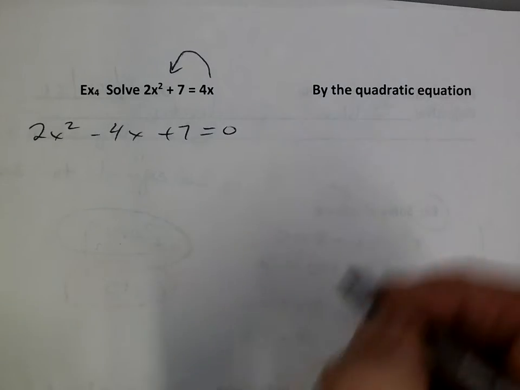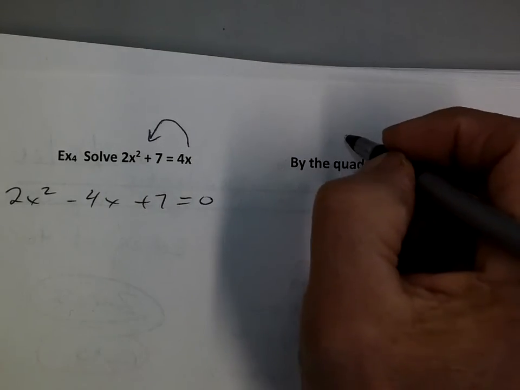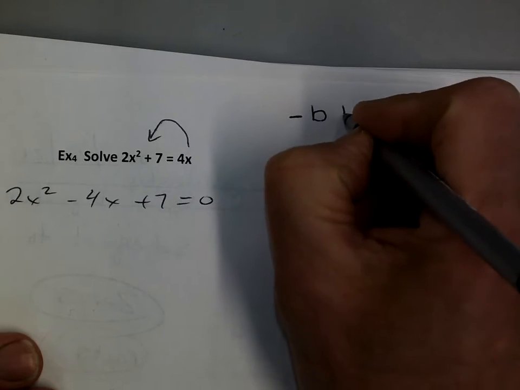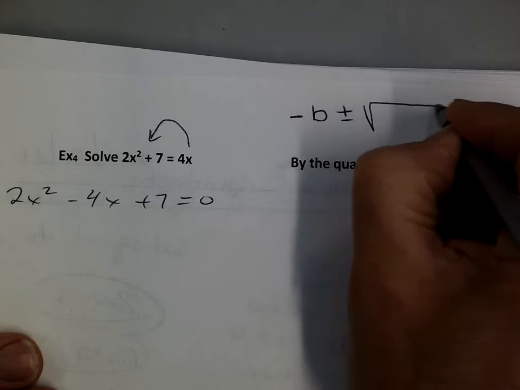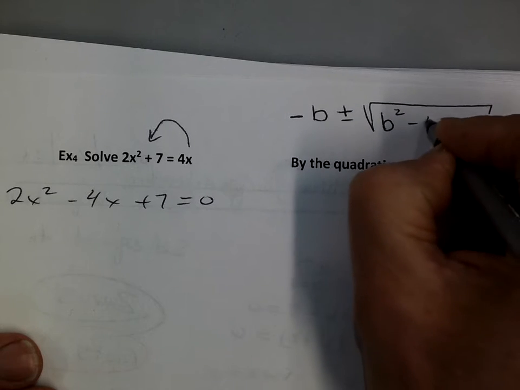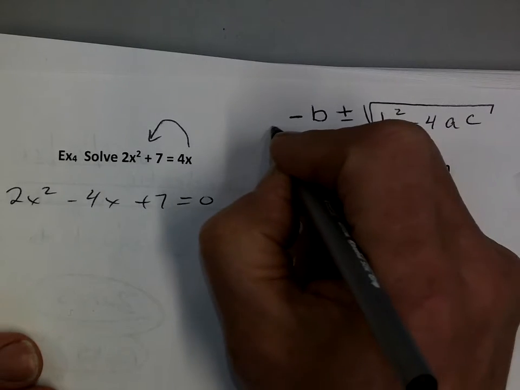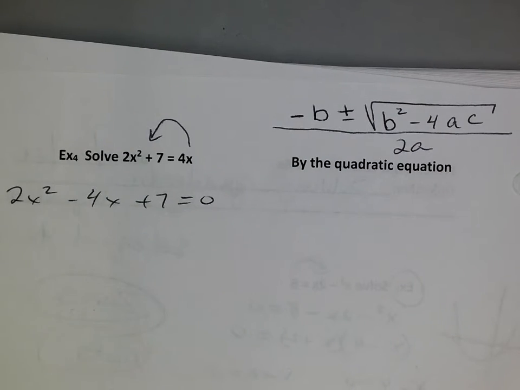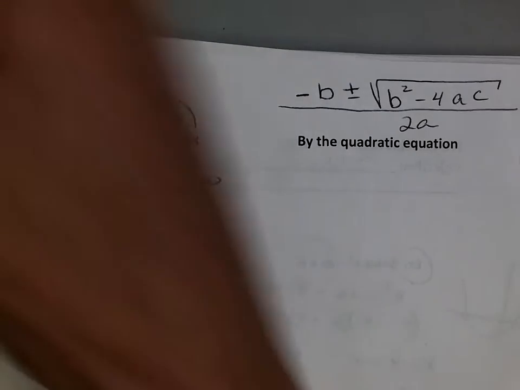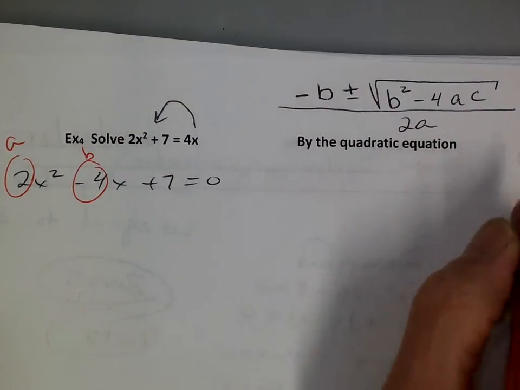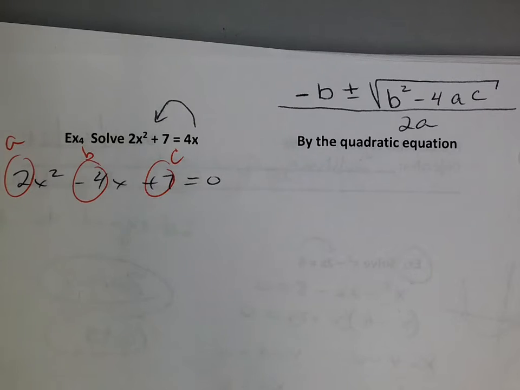So the quadratic equation, let's see, here it is. This will solve for x. We will have negative b plus or minus big square root b squared minus 4ac, all over 2a, okay? So we know that a is 2, b is negative 4, and c is 7, okay? And we've done the quadratic form before. This is just a bit of a review.